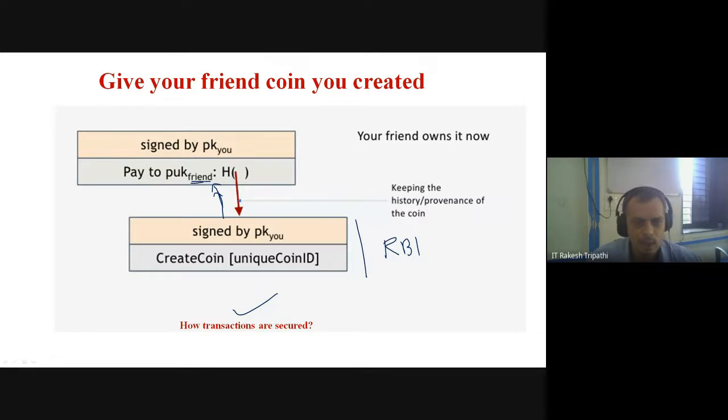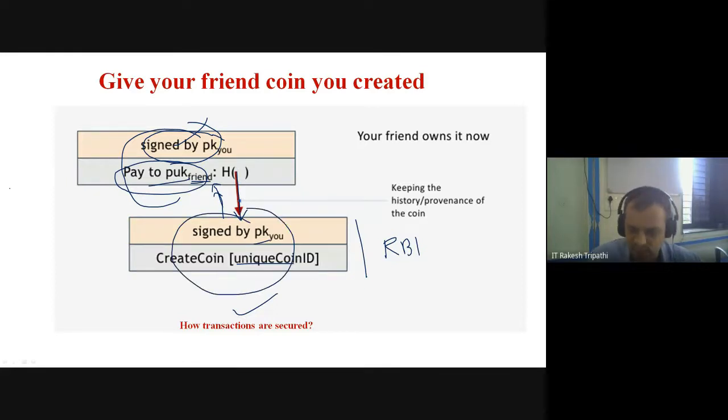Now this will be signed by whom? Paid to the public key of the friend, signed by the owner of this money. Who is the owner of this money? RBI. This is signed by RBI. So I am giving this money to my friend, and the money I am giving is the coin I have created. Who signed it? Already I have told you the digital signature concept. Signed by RBI.